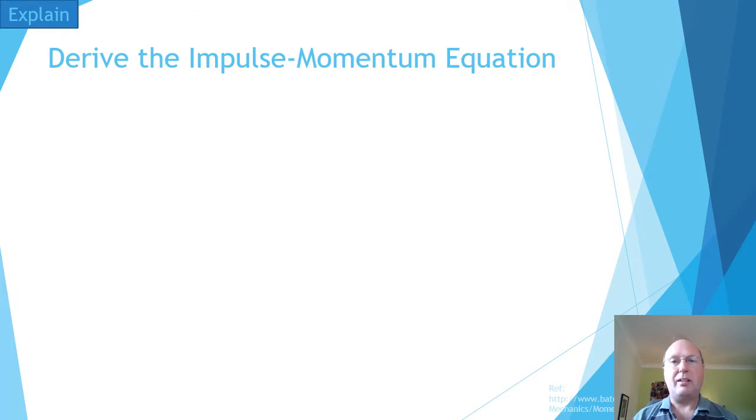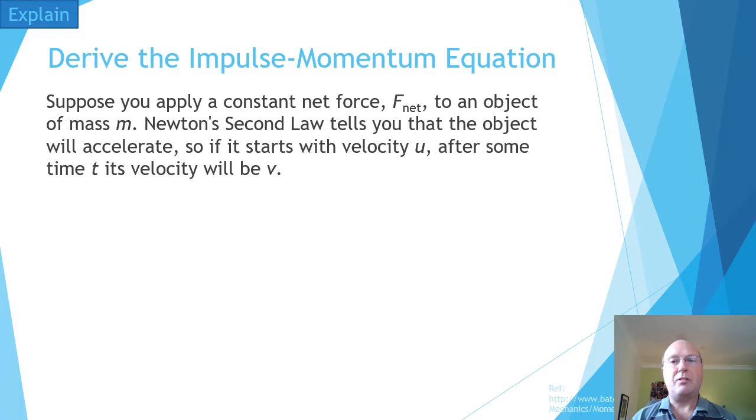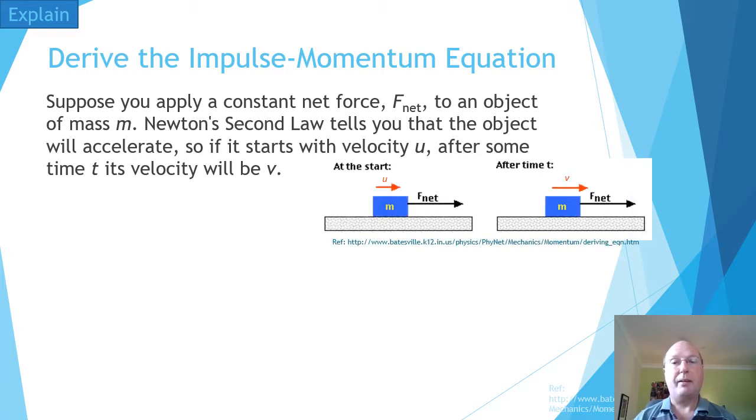Well, let's derive the impulse momentum equation. Suppose you apply a constant net force, F net, to an object of mass m. Newton's second law tells you that the object will accelerate. If it starts with initial velocity u, after some time t, its velocity will be v. And here's a diagram to show that.